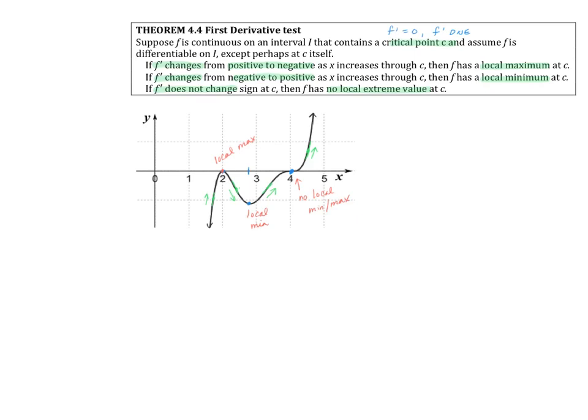So again, what that theorem is saying is that if the derivative changes sign from positive to negative, or negative to positive, then there's a local min or max. If it does not change sign, then there is no local min or max.